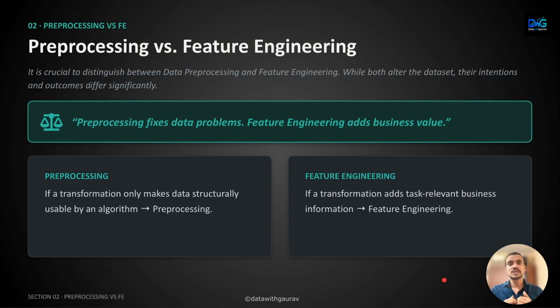So, during pre-processing, we are focused on making the data cleaner and more usable. This includes handling missing values, removing duplicates, correcting inconsistencies, or scaling numerical values so that the algorithm can process the data correctly.